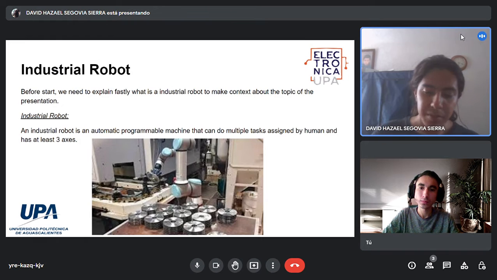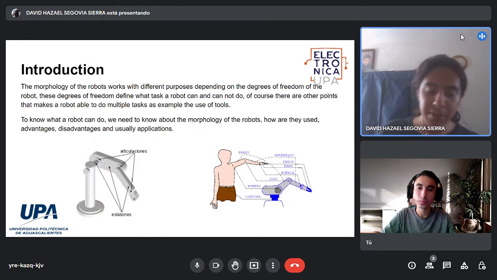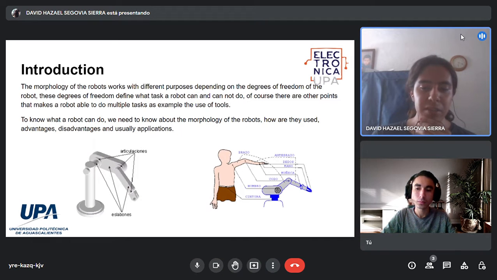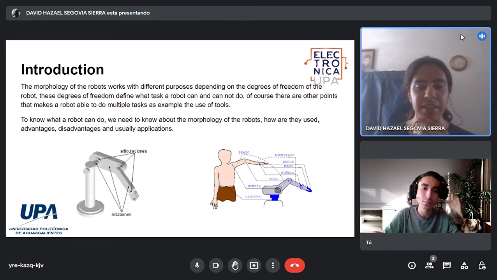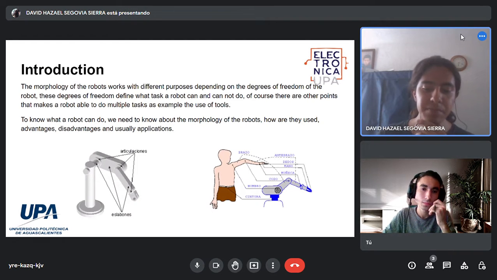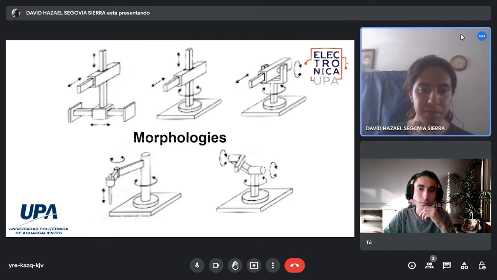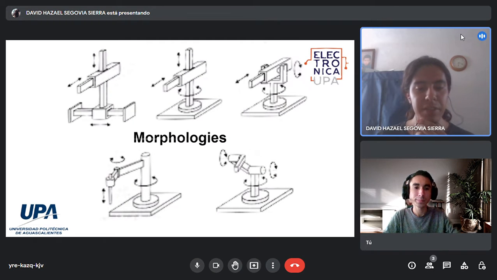In the previous presentation, we had an example about the articulation of the industrial robot and how they represent an arm of the human body. And then we start with the morphologies.